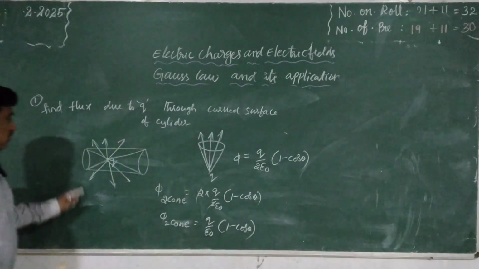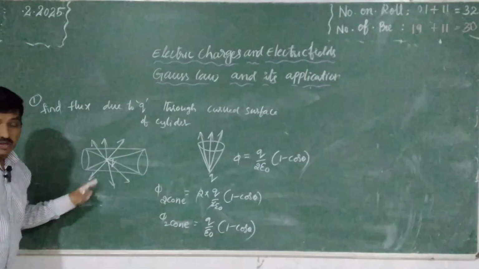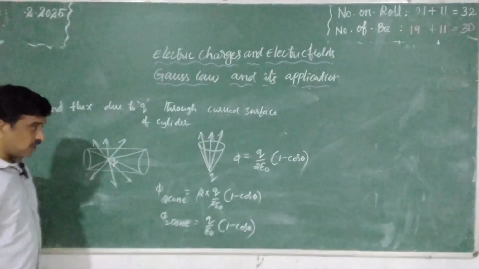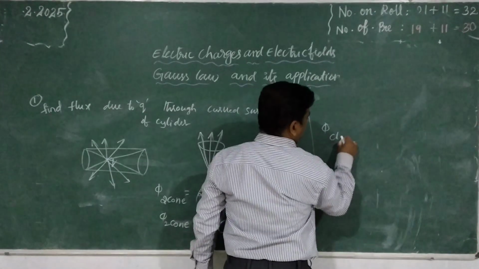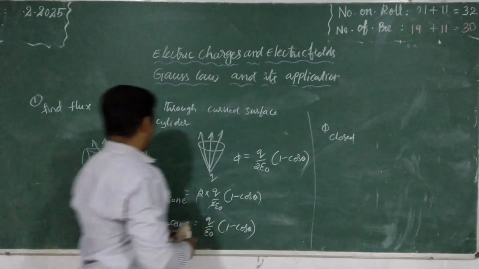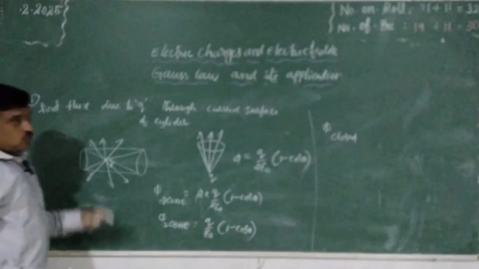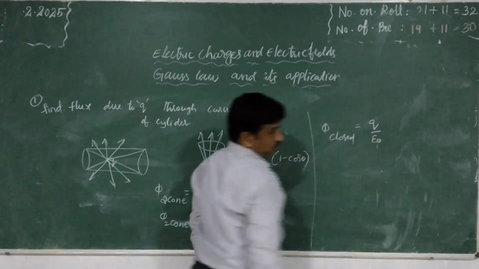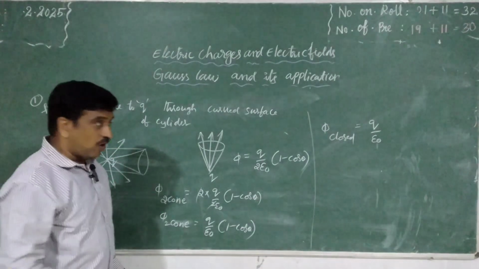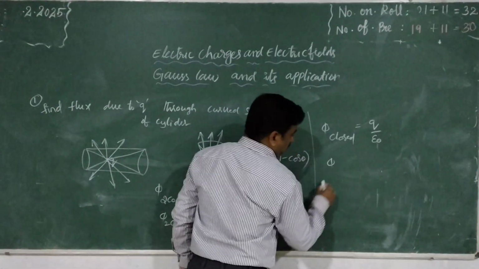So we want the flux through the curved surface. Now I write here the flux through the closed surface. Closed surface means this one. What is the flux through the closed surface? Q by epsilon naught, according to Gauss law. So we want the flux through the curved surface.